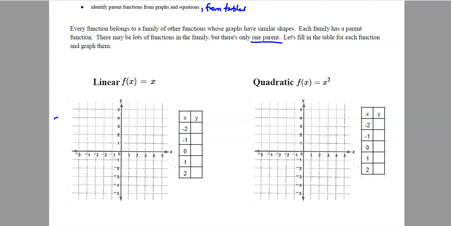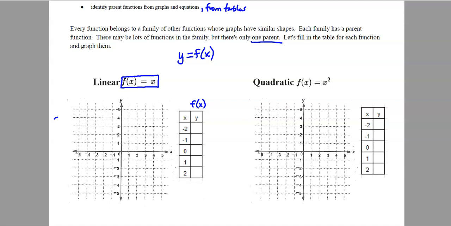So the first one is f of x equals x. Hopefully you know what that looks like. It's basically a line. And I have a little xy table here. Remember, y is the same thing as f of x. Always think of it like that. It's easier to graph things when it's just y. So when you make a table, think of it that way.